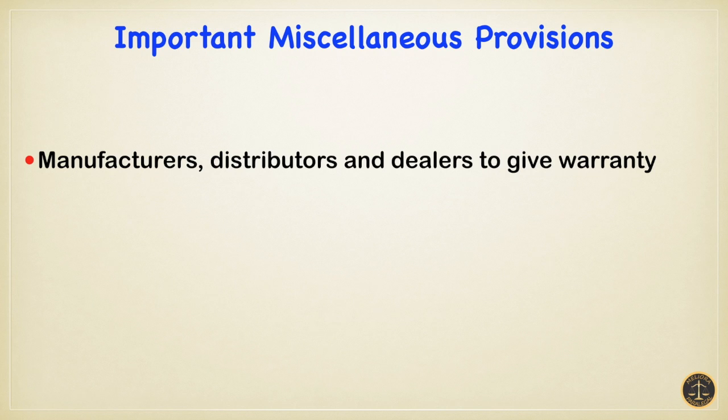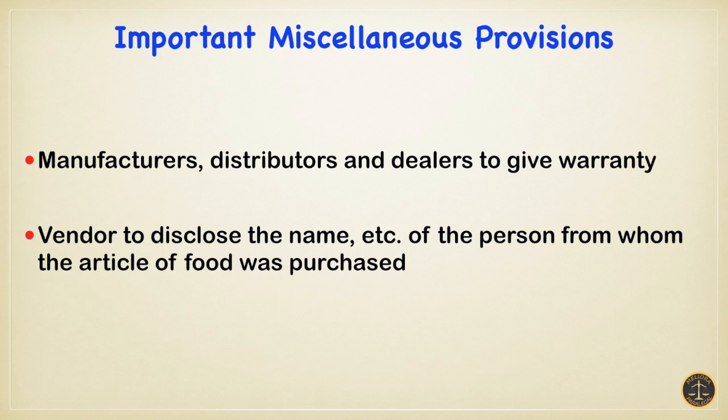Next, vendor to disclose the name, etc. of the person from whom the article of food was purchased. Every vendor of an article of food shall, if so required, disclose to the food inspector the name, address, and other particulars of the person from whom he purchased the article of food.